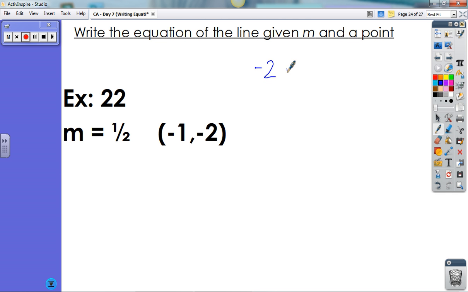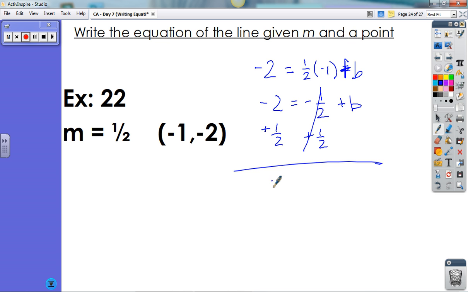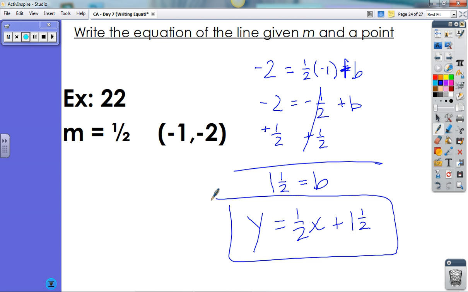I'm going to plug in negative 2 for y. My slope is a half, and negative 1 for x, plus b. Add a half. Negative 2 and positive 1/2 is going to be positive 1.5. So I get 1/2 x plus 1.5. If you want to do 1.5 or you want to do 3/2, that's all fine.